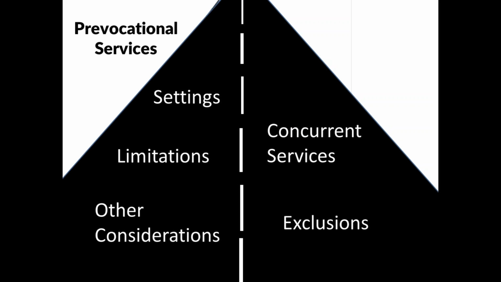The first is that the member who is in prevocational services is also working in either individual or small group community employment for at least the number of hours per week that are desired by the member and identified in the member's current service plan.